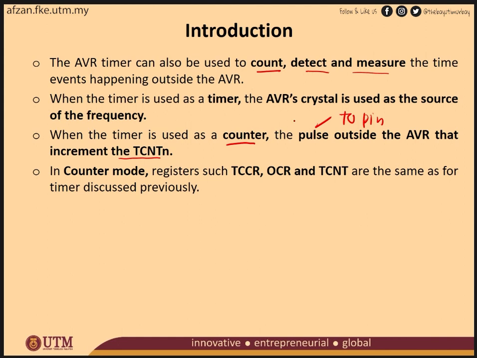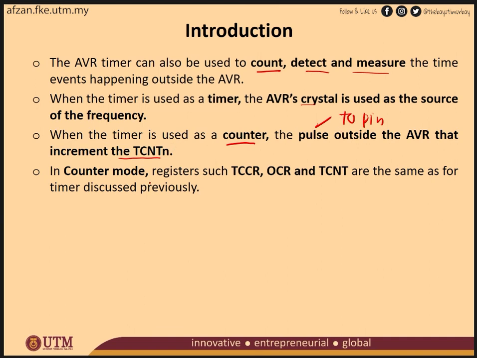For the timer, the value of your crystal will increase your TCNT value, so it depends on your crystal. But for the counter, if you make it a counter to count an event, the pulse outside, whenever you put anything to your T0 pin, any pulse, either falling edge or rising edge, will increment the TCNT value.